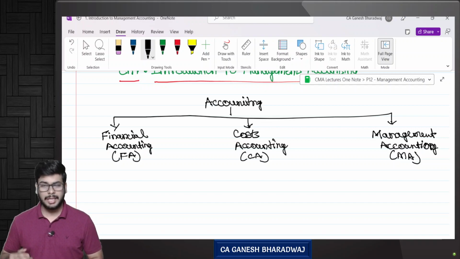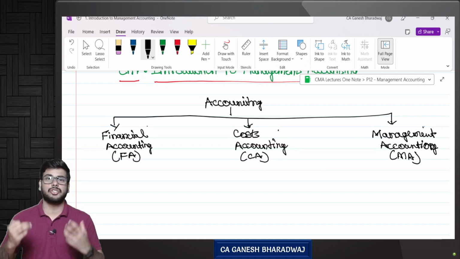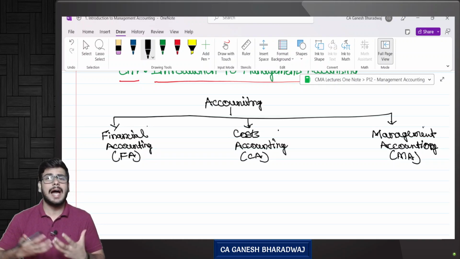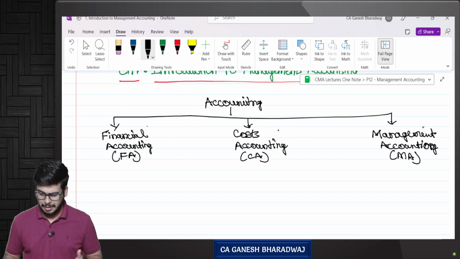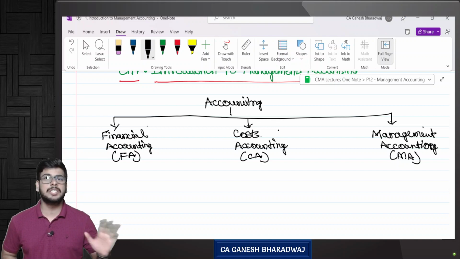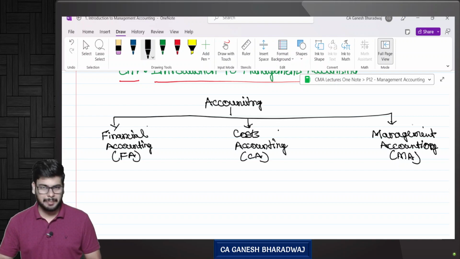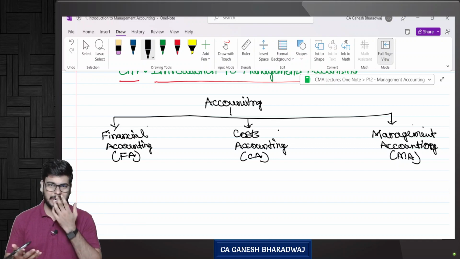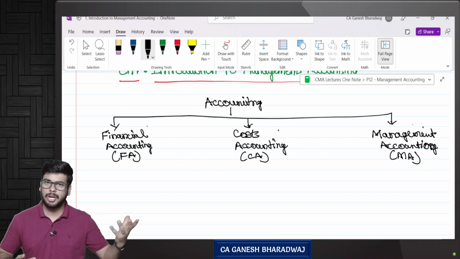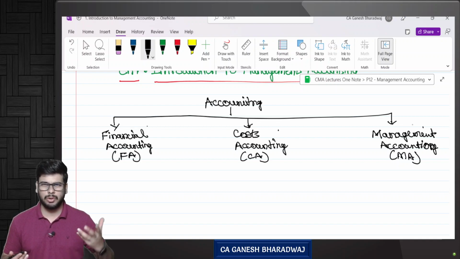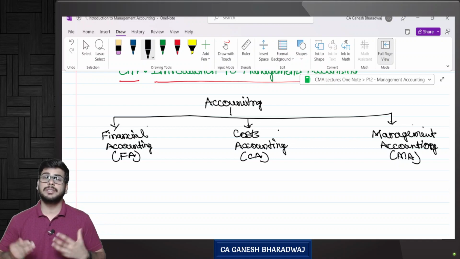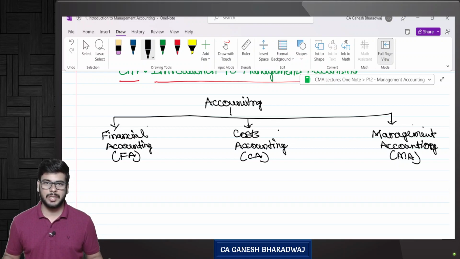In fact, in your CMA Intermediate, all three of these branches of accounting you will be studying as multiple papers. For example, cost accounting is paper 8, which specifically deals with cost accounting. Paper 12 is management accounting. And yes, you also have a separate paper for financial accounting. Correct? So paper 2 or 3, I'm not very sure about it. You have a separate paper for that also, right? Fine. So you will be studying all the branches of accounting.